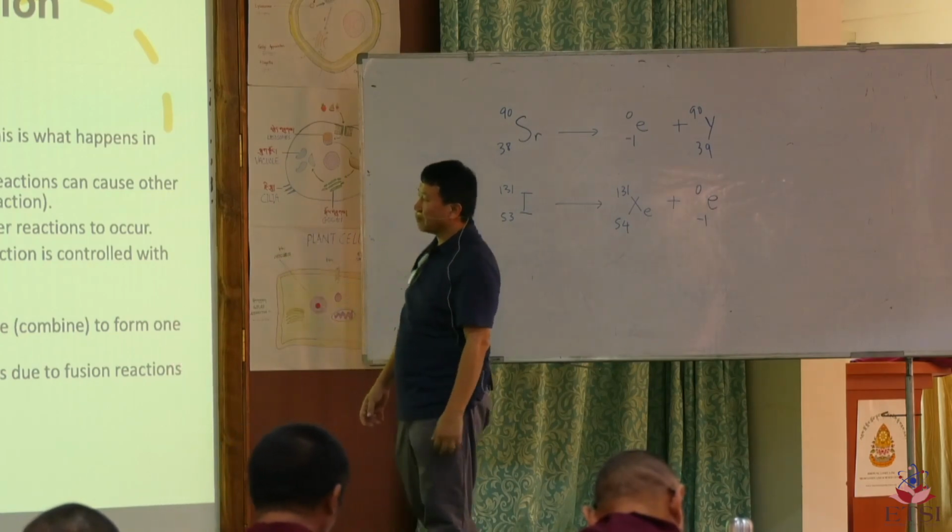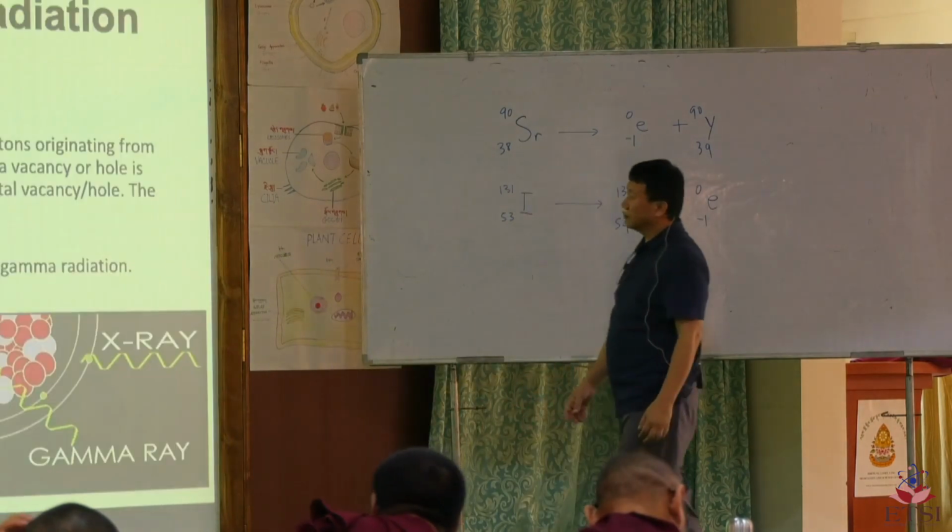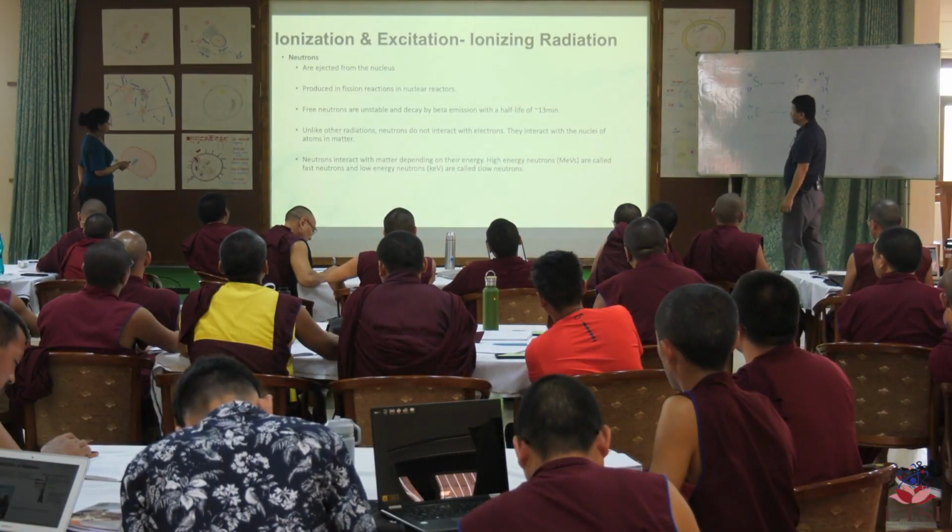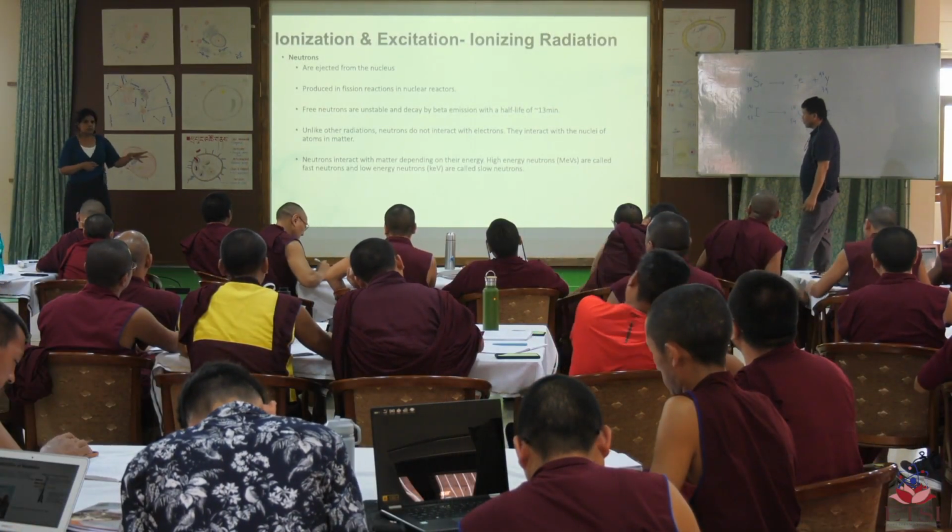Okay, that was just to show you. Now back to where we were. Okay, so now we know about neutrons. Now alphas and betas, they give their energy to the electrons. The neutrons, they do not interact with the electrons, they interact with the nuclei of the atom.